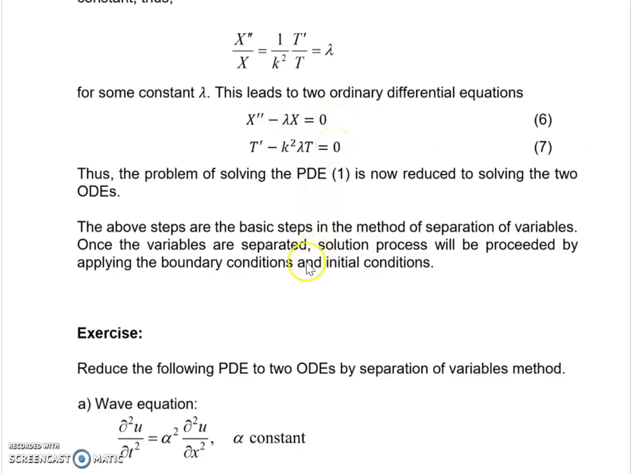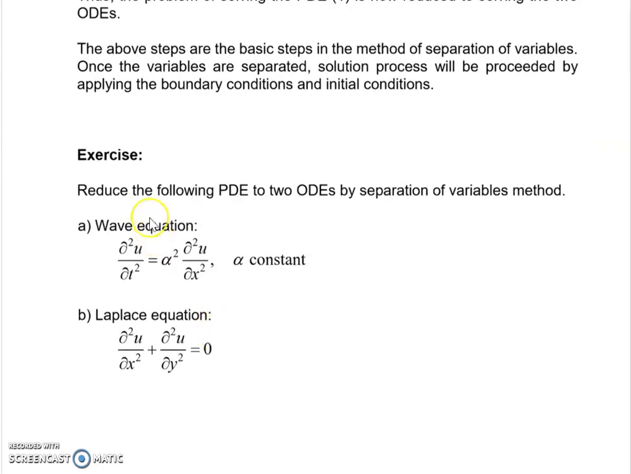All right, so for exercise here, let's try to reduce the following PDE to two ODEs by the separation of variables method. Let's do the wave equation here. For A, we are going to assume our solution is in the form of x times t of t.